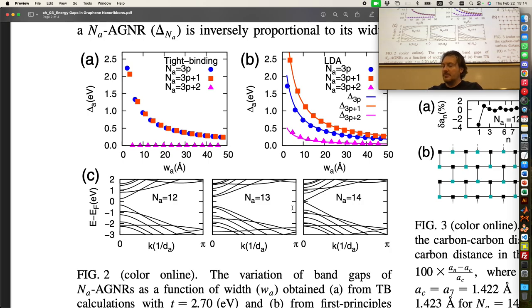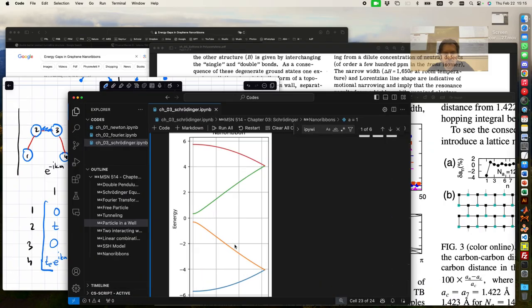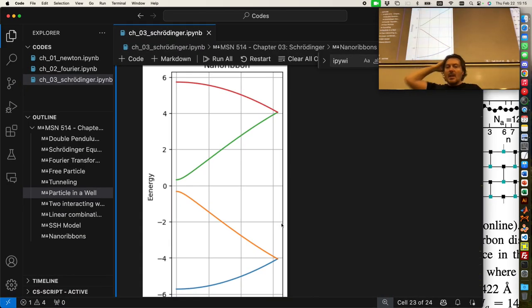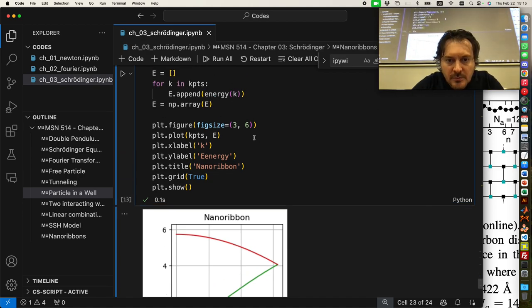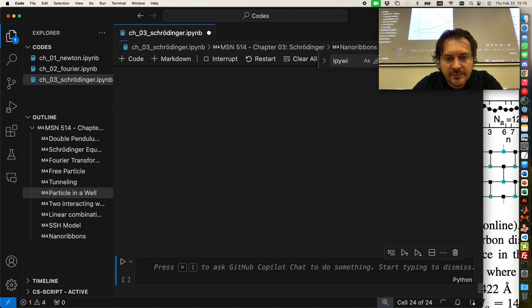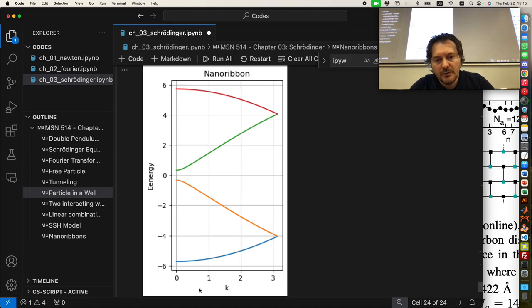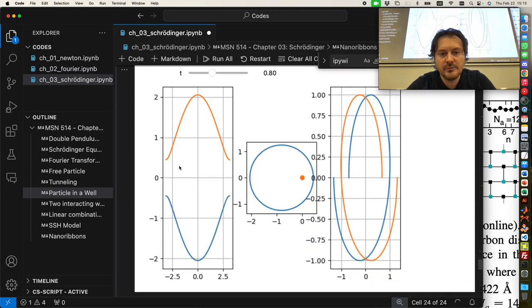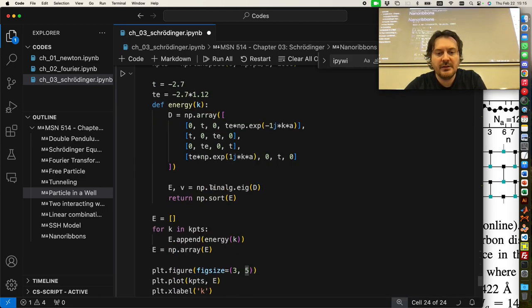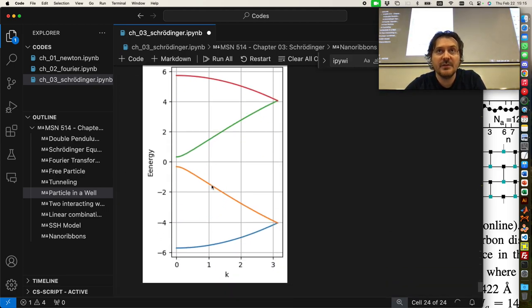Can you open the graph that we produced? Sure. What is the x-axis? Very good question. The x-axis is k, and it goes from 0 to pi. Let me actually make it fit. So this is k, and this is energy. Just like we got some bands over here for atomic chains, this is yet another band, this time for nanoribbons, okay? We had two atoms, we had two bands.